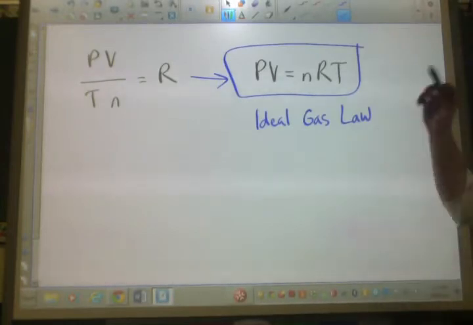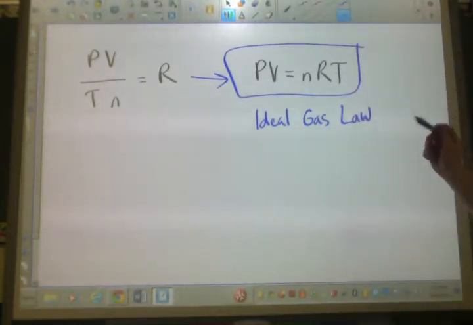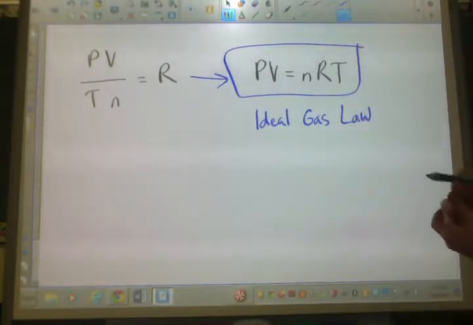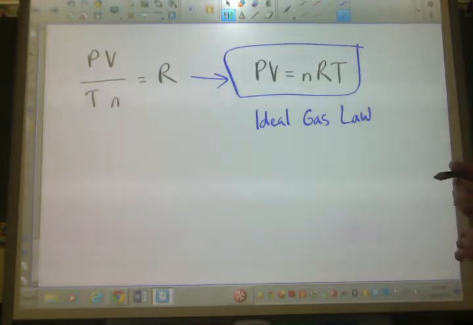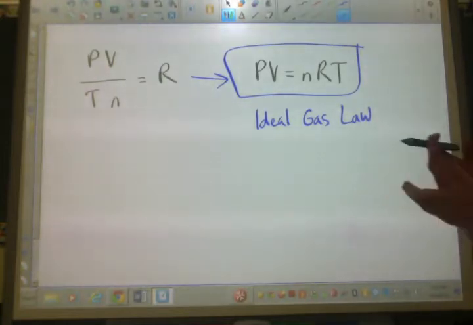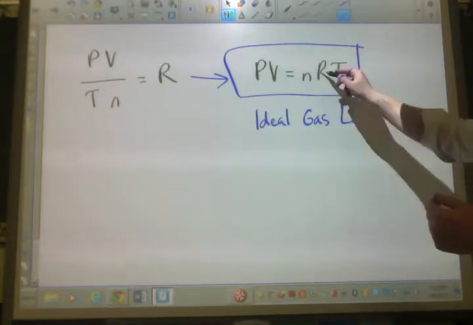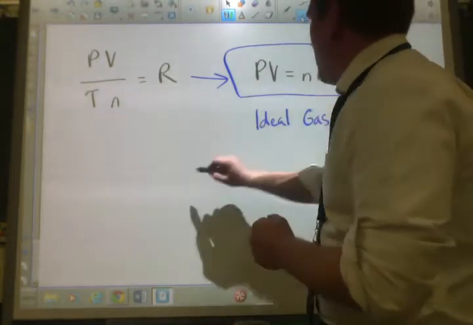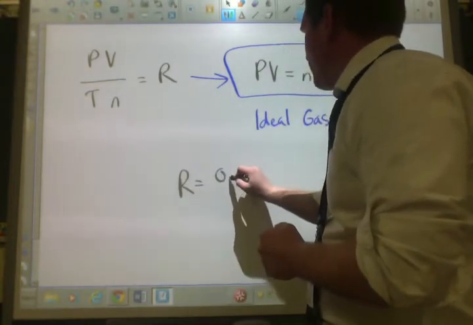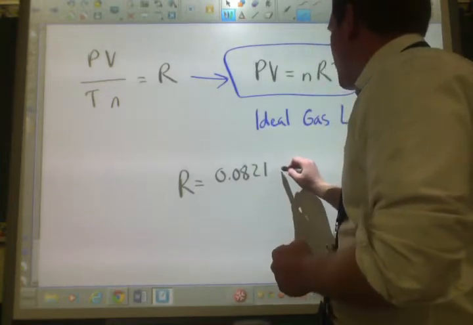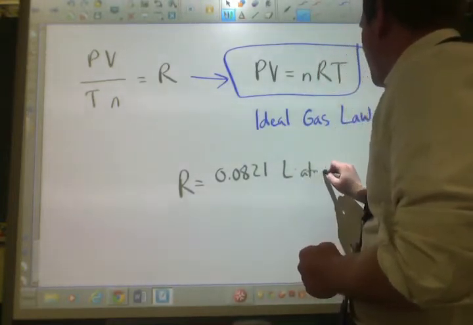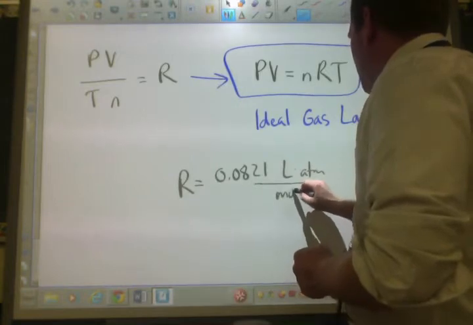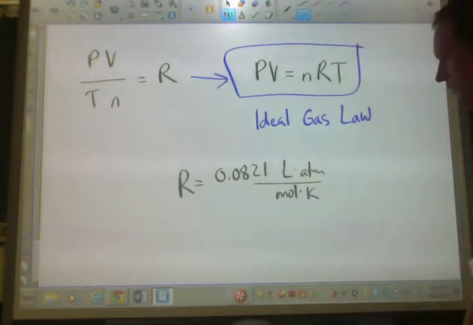Okay? So this you need to memorize. Ideal gas law. It's a great way to describe the property of a gas without anything to sort of compare it to. Make sure we know what R is. So R equals 0.0821 liters ATM per mole Kelvin.